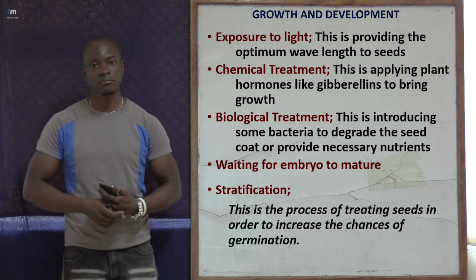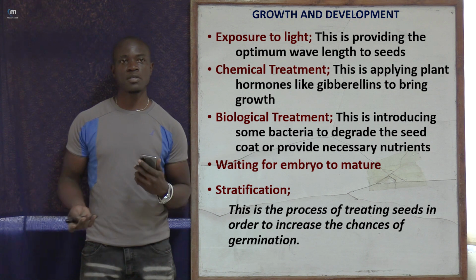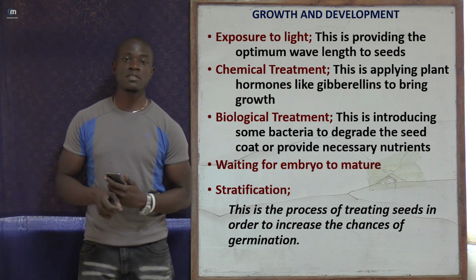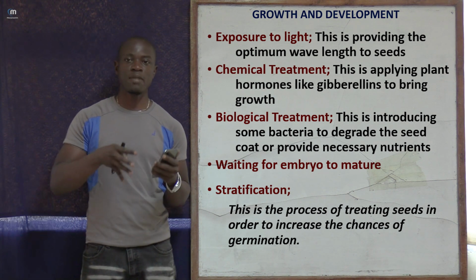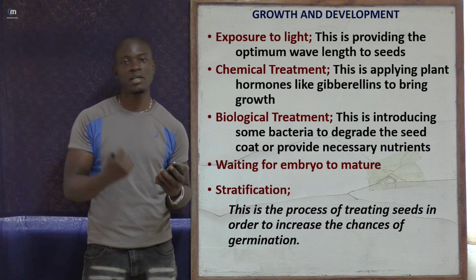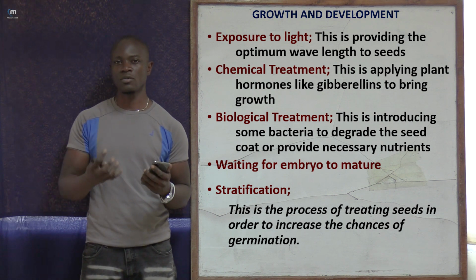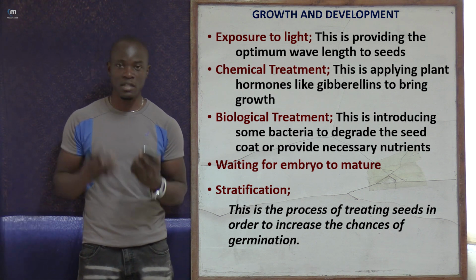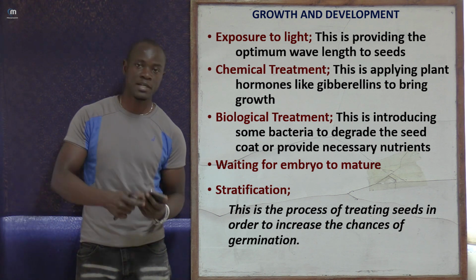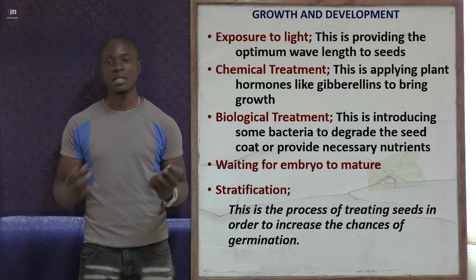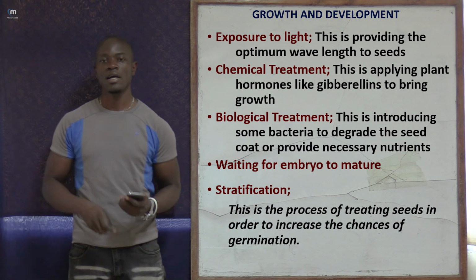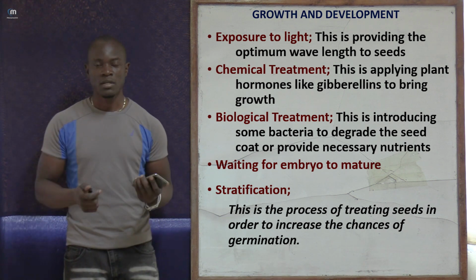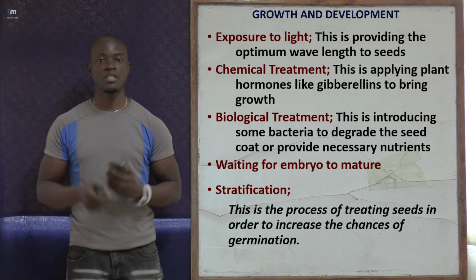So apart from that, apart from physical treatment, we can also talk about biological treatment. This is introducing some species of bacteria to the seeds in order to gently destroy the seed coat. So these bacteria are going to feed on the seed coat. If these bacteria feed on the seed coat, now this seed is able to take in water. Remember the process, take in water. This water will hydrolyze the food in the cotyledon, and then this hydrolyzed food will be used by the embryo, and then the embryo is going to grow. So that is by using biological treatment.